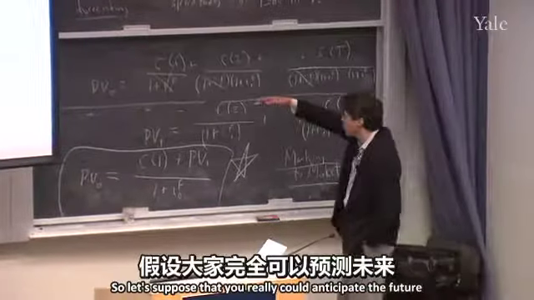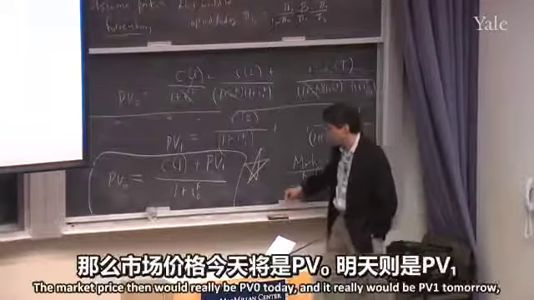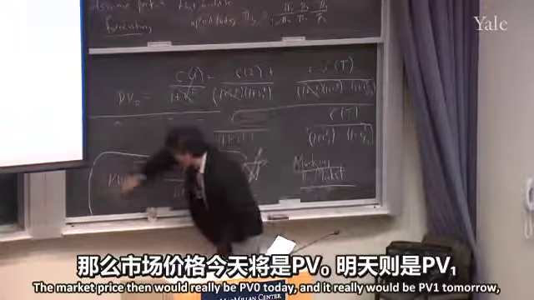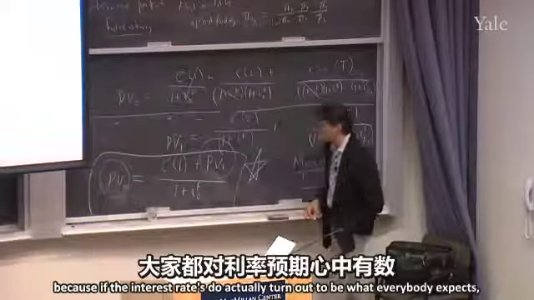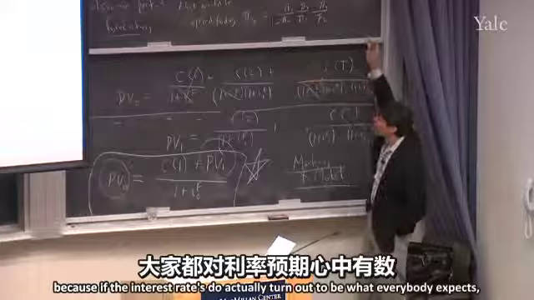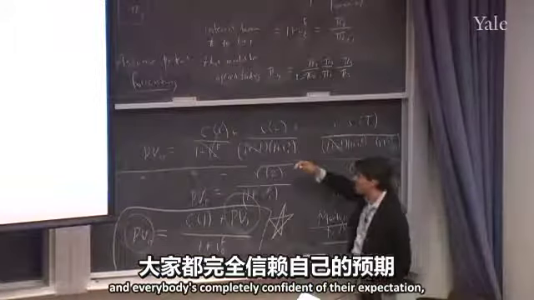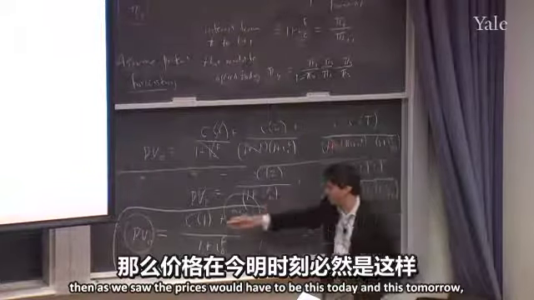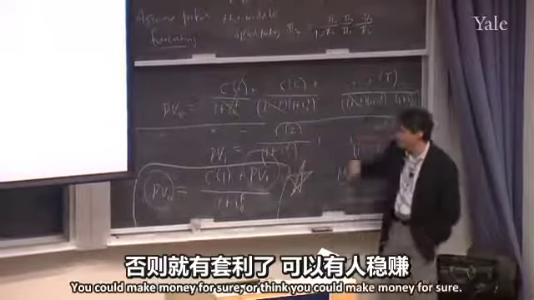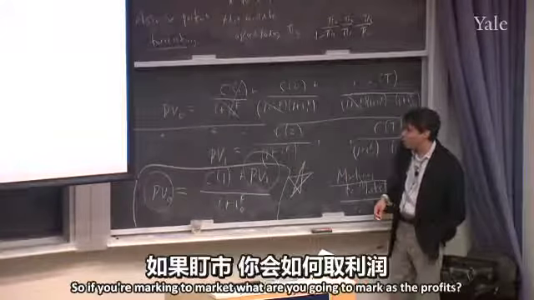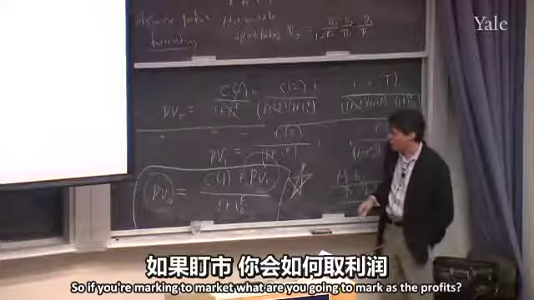Let's suppose that you really could anticipate the future and everybody was right about it. The market price then would really be PV0 today, and it really would be PV1 tomorrow. Because if the interest rates actually turn out to be what everybody expects and everybody's completely confident of their expectation, then as we saw, the prices would have to be this today and this tomorrow. Otherwise, there'd be an arbitrage. You could make money for sure, or think you could make money for sure. So if you're marking to market, what are you going to mark as the profits?